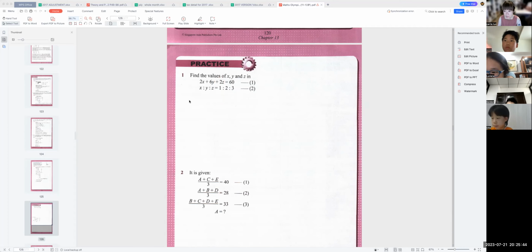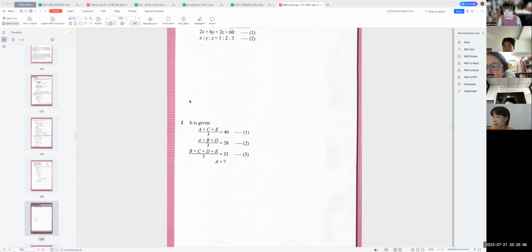Okay, so now let's move forward to number 2. (A + C + E) divided by 3 equals 40, and (A + B + D) divided by 3 equals 28, and (B + C + D + E) divided by 3 equals 33. And I don't want the rest of them, I just want A.